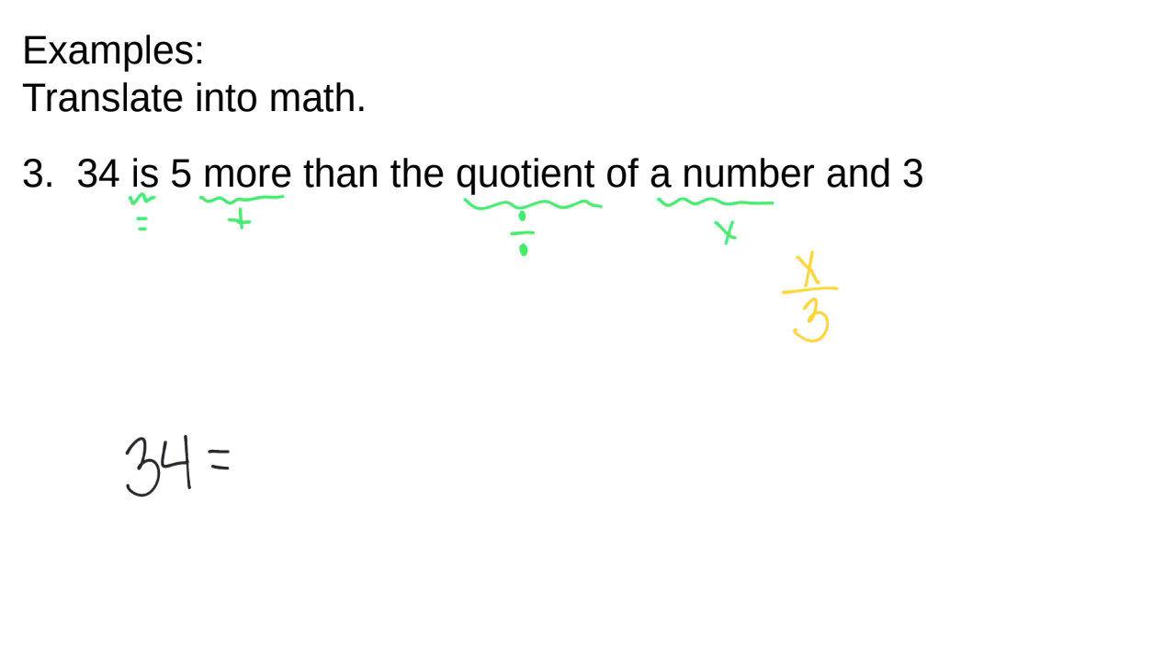So we need to do the answer to x divided by 3 first, and then we need 5 more than that. So there is my plus 5. Let's double check and make sure this makes sense. 34 is equal to, so there's that, the answer to x divided by 3, there's the quotient of a number and 3, and we want 5 more than the answer of the quotient. So this is 5 more than the answer of the division problem.